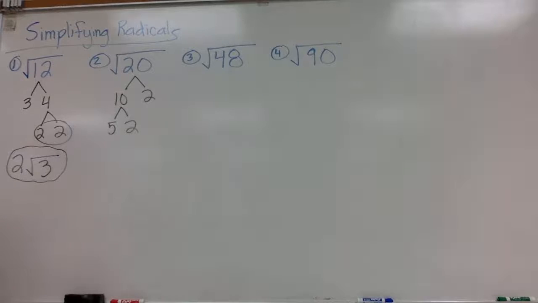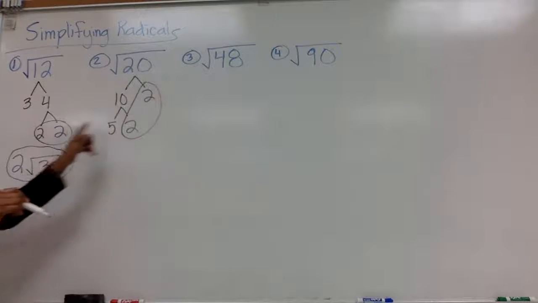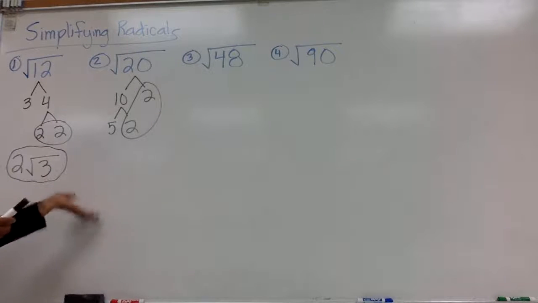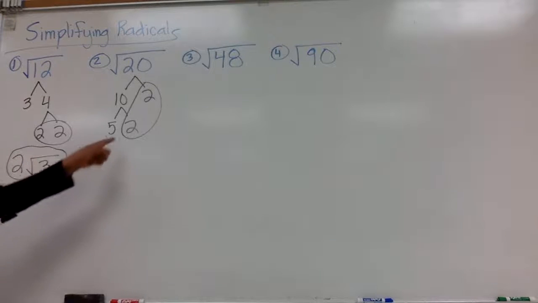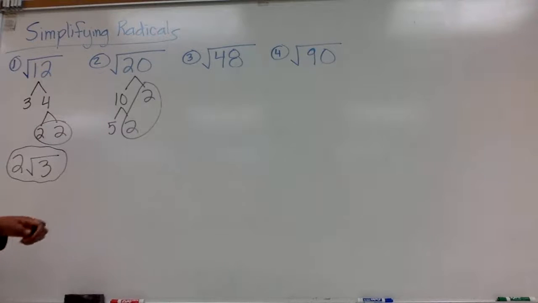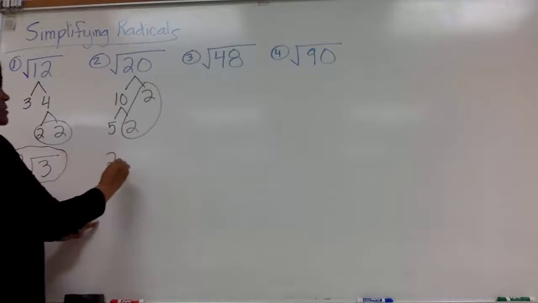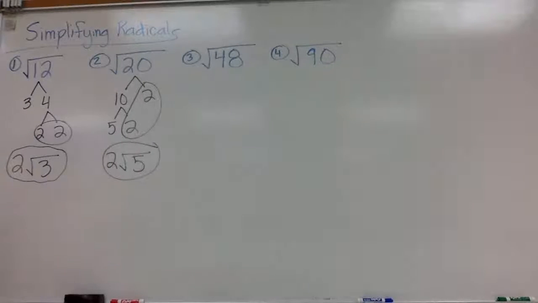I'm looking for 2 of the same number, and it won't always be 2. 2 is just the smallest prime number first and foremost, and it goes into all the even numbers. So 2 is going to come up somehow. That's why we've been getting a lot of 2s so far. But the pair goes on the outside, and the prime number goes on the inside. So the square root of 20 is 2 times the square root of 5.